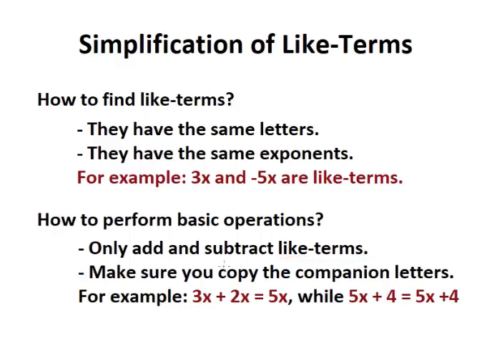And when you add them, or when you subtract them, you make sure to copy the companion letters. For example, if I add 3x plus 2x, the answer will be 5x. I only need to add the numbers, and the letter x, in this case, I just copy it. That's the way we perform operations with like terms. Now, if I had things that are not like terms, like 5x and 4, they are not like terms because the 4 doesn't have the letter. They don't have the same letter. Then we're not going to add them, because the rule says we only add and subtract like terms. So in this case, the answer will be the same thing because we cannot add.